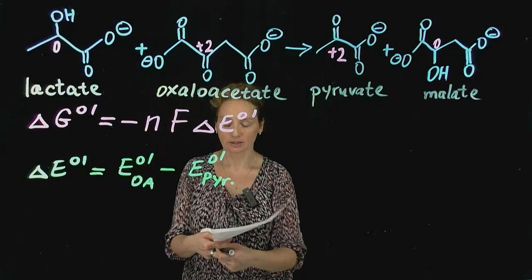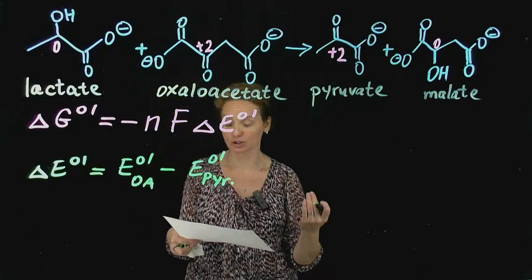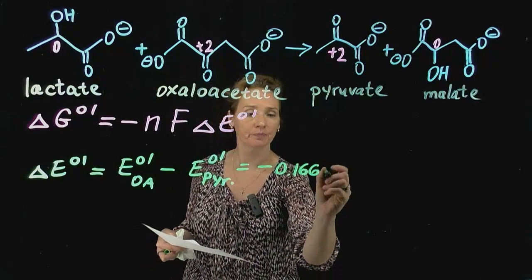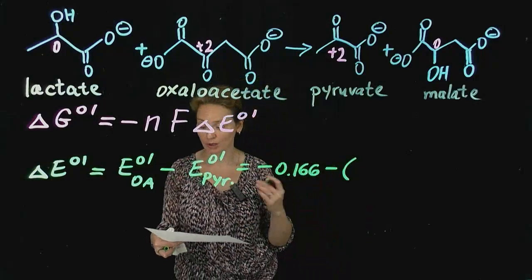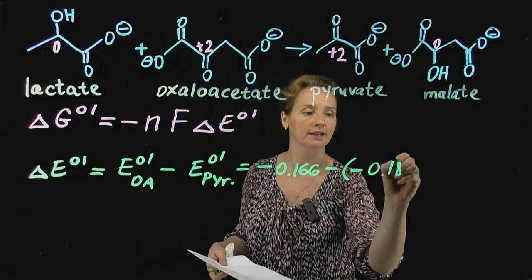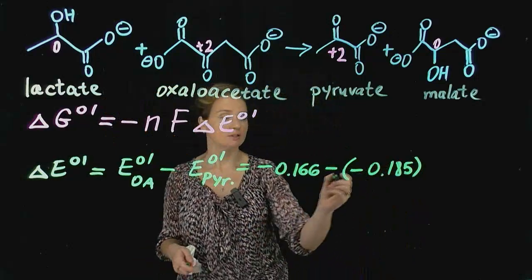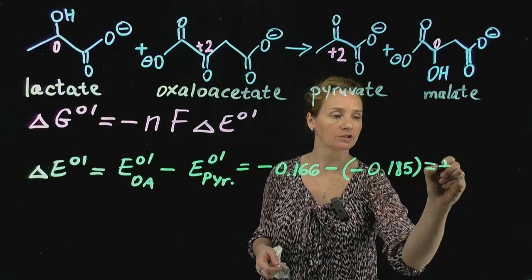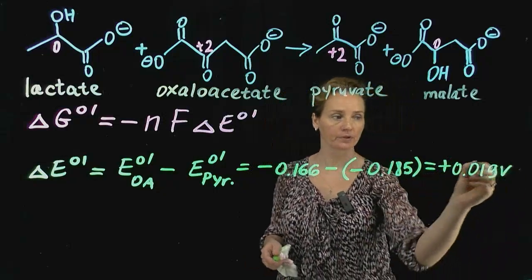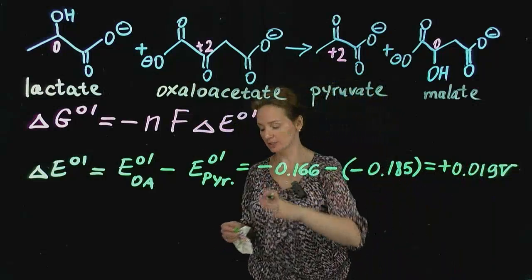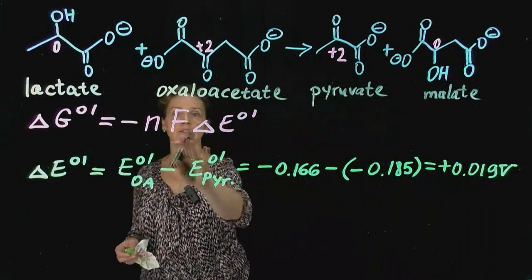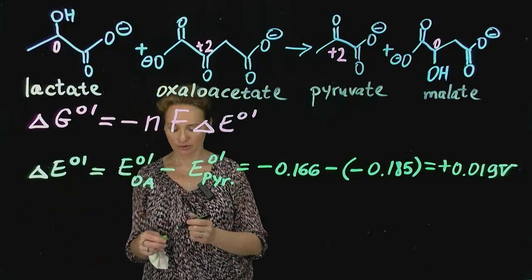So for oxaloacetate, the reduction potential for its reduction to malate equals minus 0.166 volts. And then minus the reduction potential for pyruvate, which is going to be reduced into lactate, which is minus 0.185 volts. And so we can do the math, and it's going to be plus 0.019 volts. So we can already determine that this reaction is spontaneous because the reduction potential difference is positive, and as a result, the free energy change for this reaction will be negative.